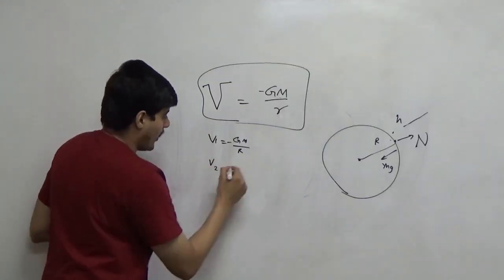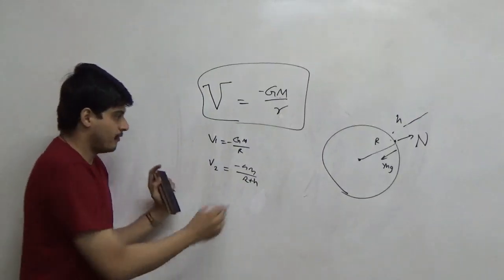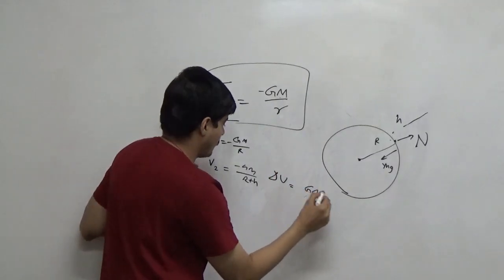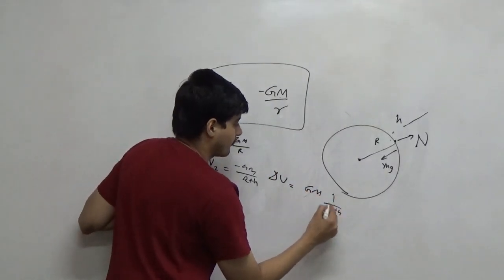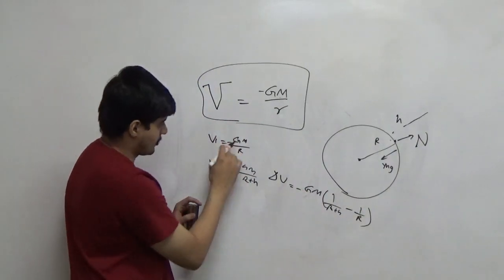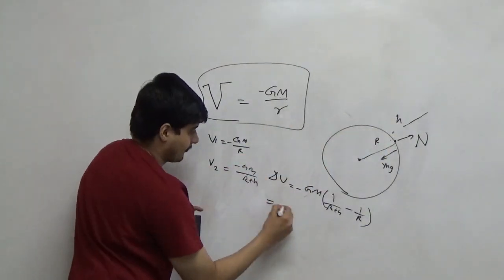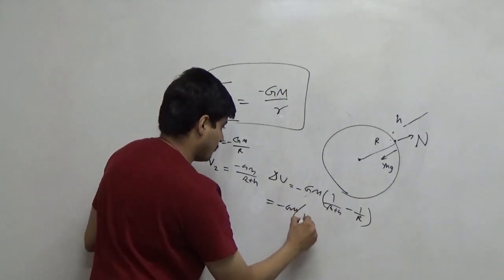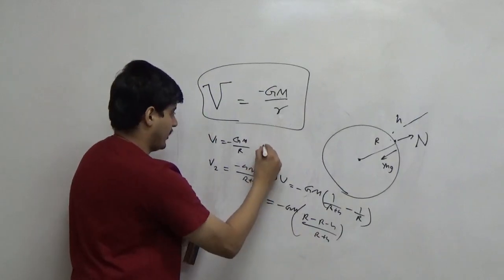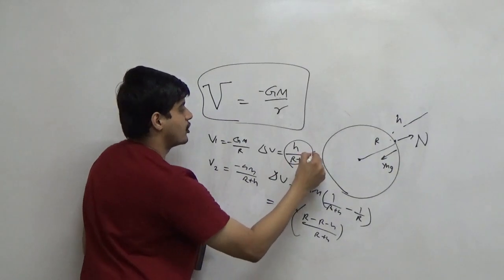V1 at rest was minus Gm upon r. V2 when it moved to h is simply minus Gm upon r plus h, which means delta V, the difference between the two magnitudes, is GM upon, right, because this is V2 minus V1. What has changed? So it is simply r minus h on r plus h. So delta V is r plus h into GM.